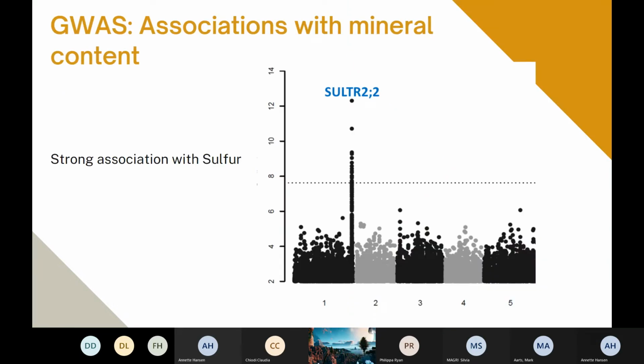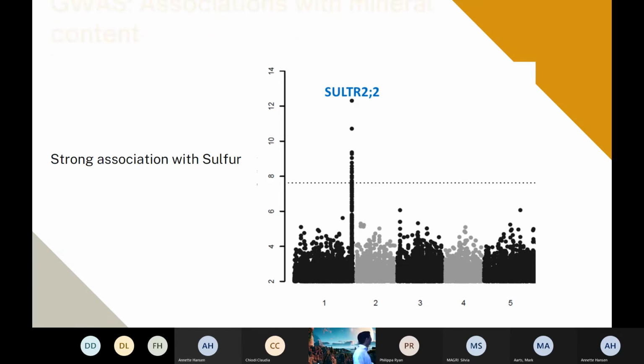So we did GWAS studies. I'm trying to show only the beautiful plot I got, which has a strong association. Basically, we had one strong association with the sulfur mineral. This is with one of the sulfur transporters. So this is one of the strong associations we had, and we are also screening for other morphological and mineral traits, which is work that is still going on.